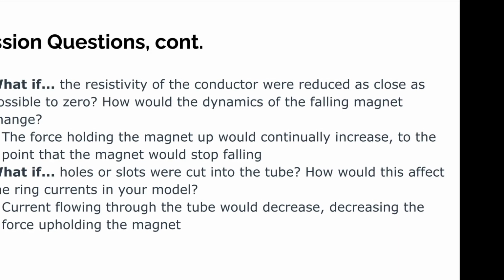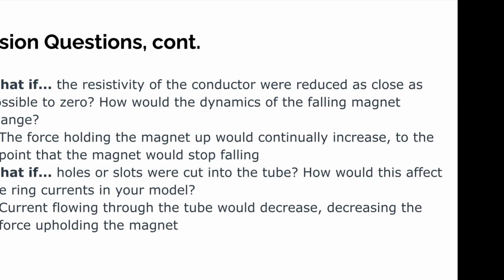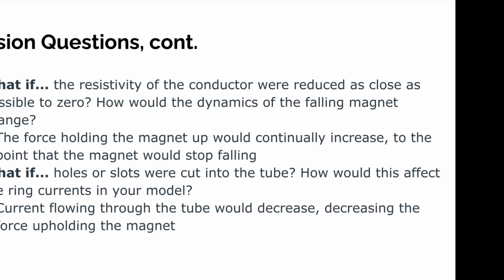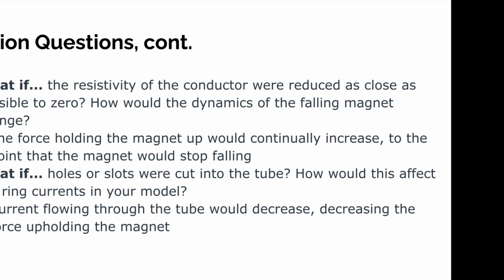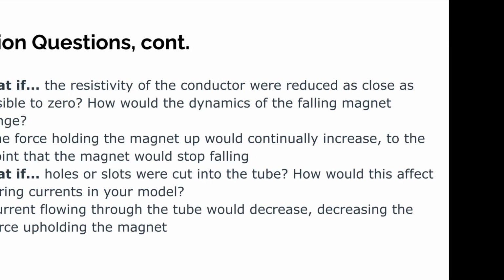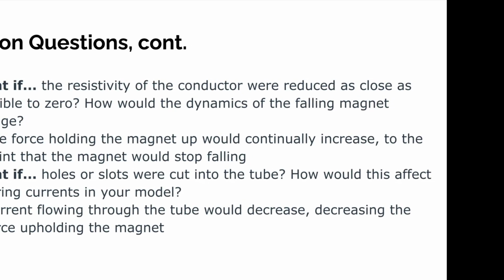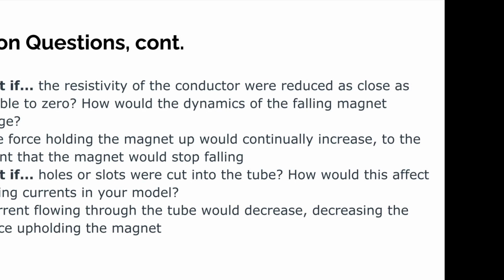Next, what if holes or slots were cut into the tube? If holes or slots were cut into the tube, those holes would interrupt the flow of current through each of the rings. And so the total current flowing through the rings would decrease, and this would decrease the forces upholding the magnet.